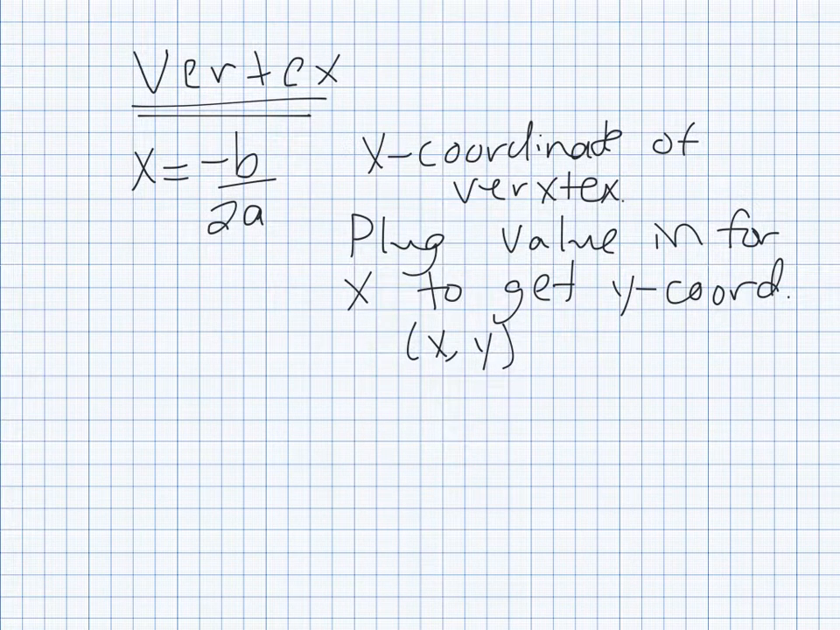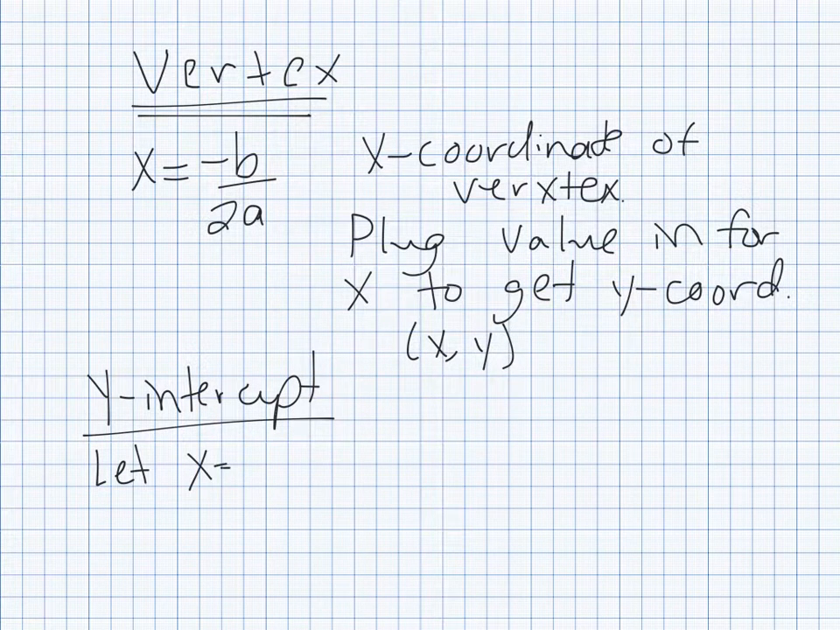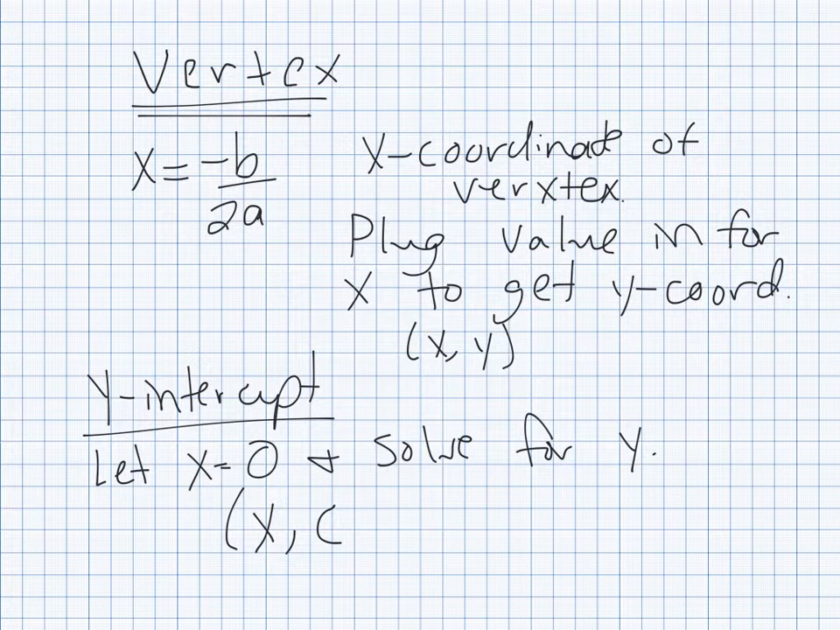Likewise, we can find the y-intercept pretty easily. We just let x equal 0 and solve for y. Everything is going to cancel out except for c, so your y-intercept is going to be the point 0, comma, c.